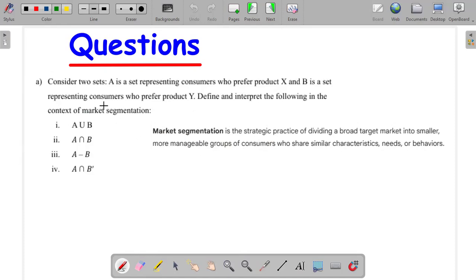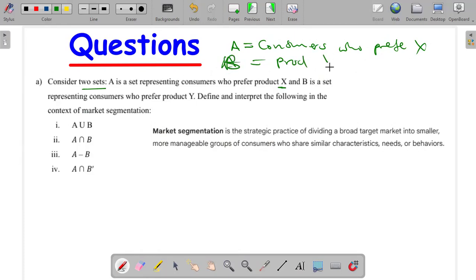The first question says consider two sets, set A and set B. Set A is a set representing consumers who prefer product X. So let me write it here: A is equal to consumers who prefer product X. Then B is a set representing consumers who prefer product Y.